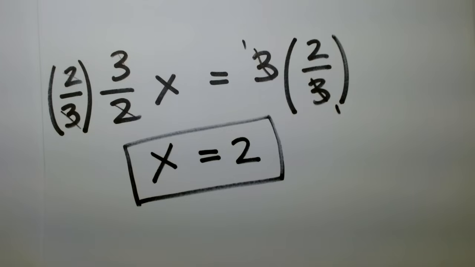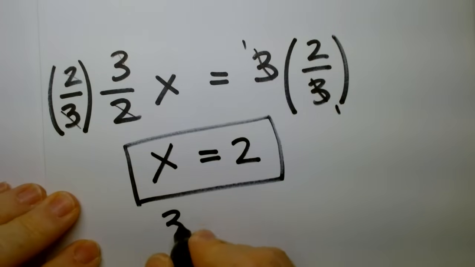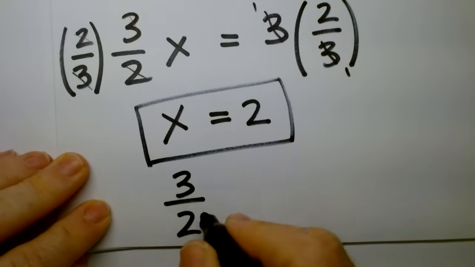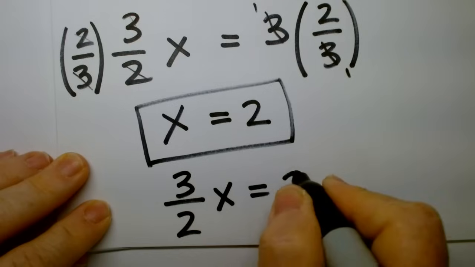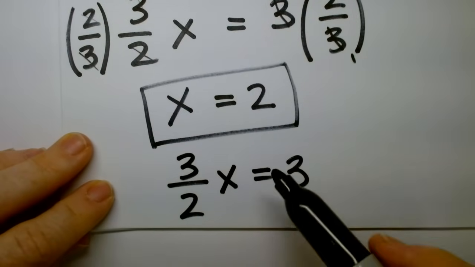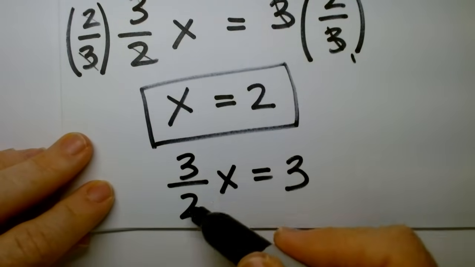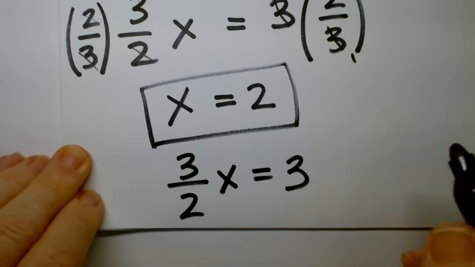Okay. And we can see that that's true, because if we take the original problem, 3 halves times x equals 3, the only value of x that'll make that true is if you put a 2 in here. The 2's cancel, you have 3 equals 3.